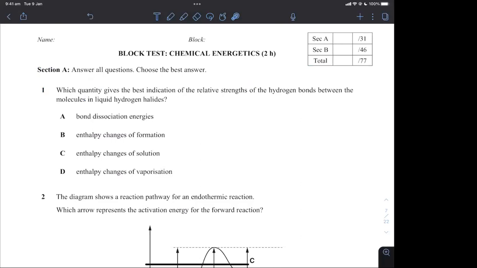Any questions from your side? You can just unmute yourself and then just talk. Yes, Yasmin? Question 27. 27th.